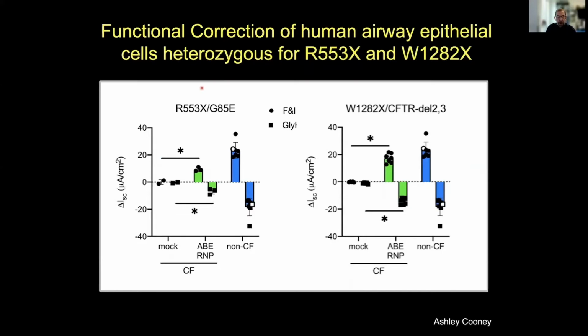This panel summarizes the results in primary cells for the 553X on the left and 1282X on the right. Again, we see significant restoration of current with the ABE intervention in both cases.